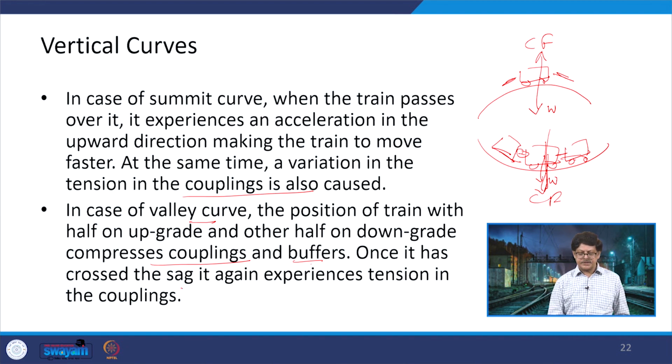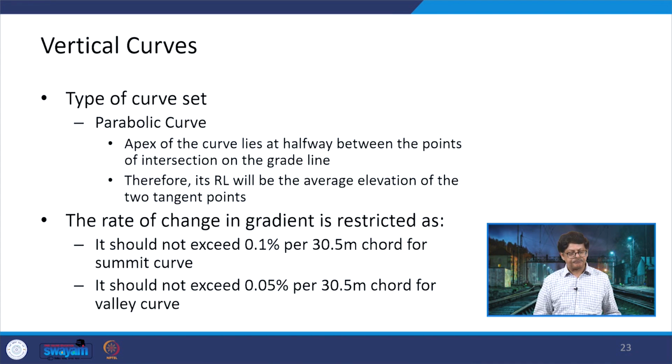Once it crosses the sag, it again experiences tension in the couplings. So, you can understand the way it is moving. Now, usually we provide a parabolic curve here. The apex of the curve lies halfway between the points of intersection on the grade line. Therefore, its RL will be the average elevation of the two tangent points.